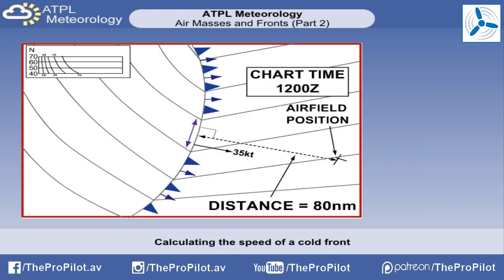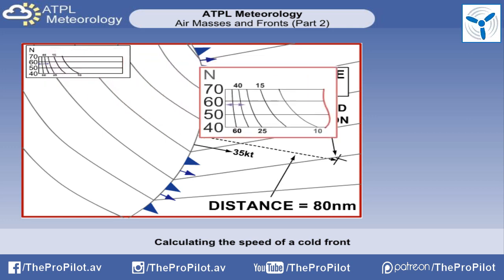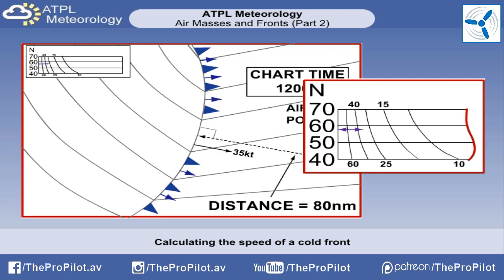In a similar manner to the warm front technique, the speed of movement of a cold front can be estimated. Again, using a weather chart with a geostrophic scale on it, measure the isobaric spacing on the front like this. This gives an approximate answer for the speed of the front in the direction of the isobars behind the front itself.